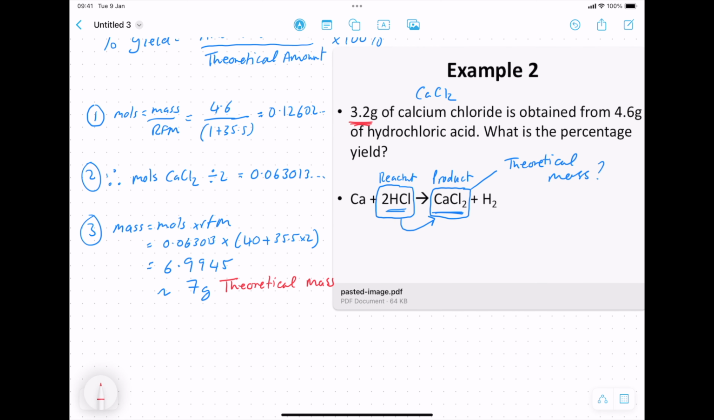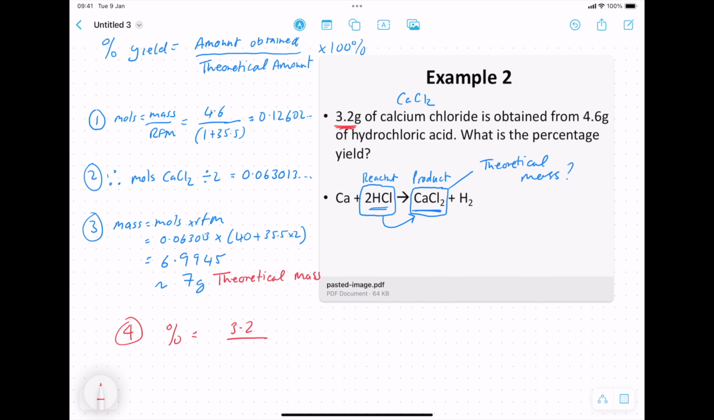So then the final step is to simply work out the percentage yield. So the percentage yield is the mass obtained in the experiment, which is 3.2, divided by the theoretical mass, which is 7, multiplied by 100, gives us 45.8%.